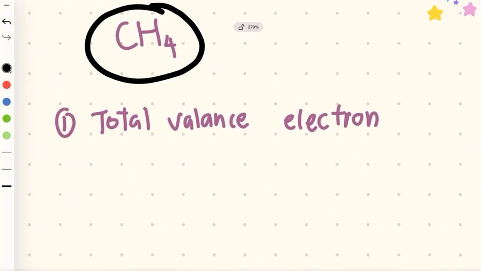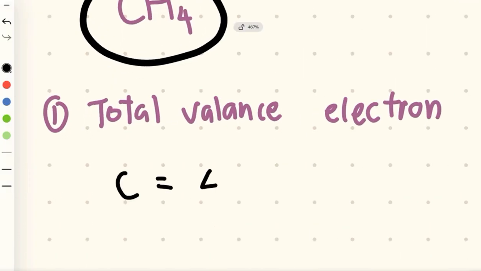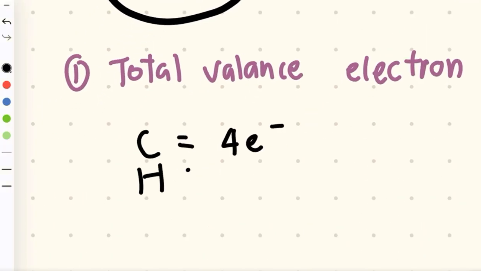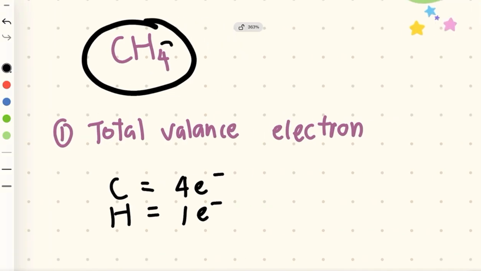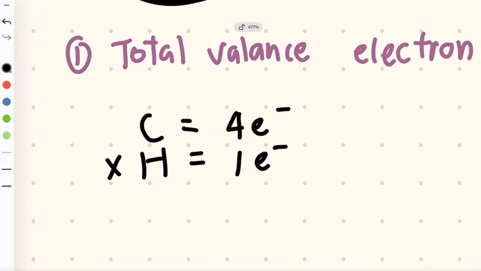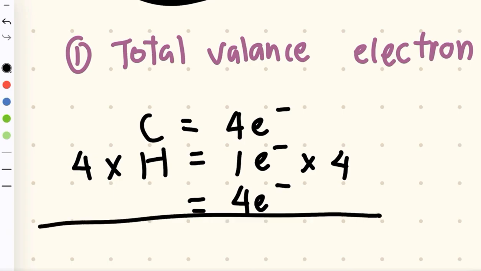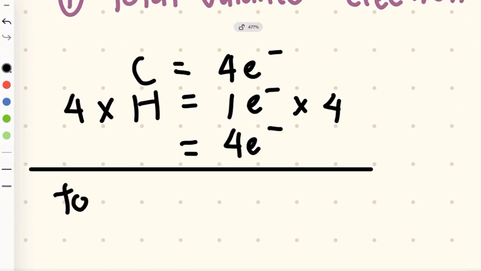So for CH4, the first thing we need to do is to find the total number of valence electrons. C has a total of 4 valence electrons while H only has 1. But since there are 4 H, we need to multiply the H by 4. And totaling up, we will get a total of 8 valence electrons.